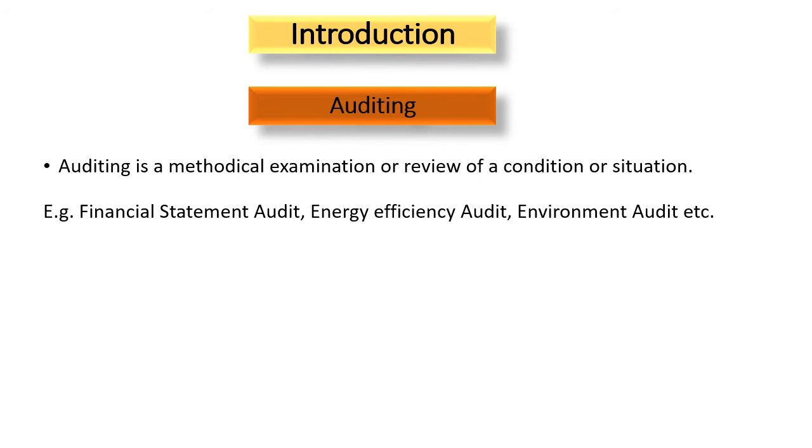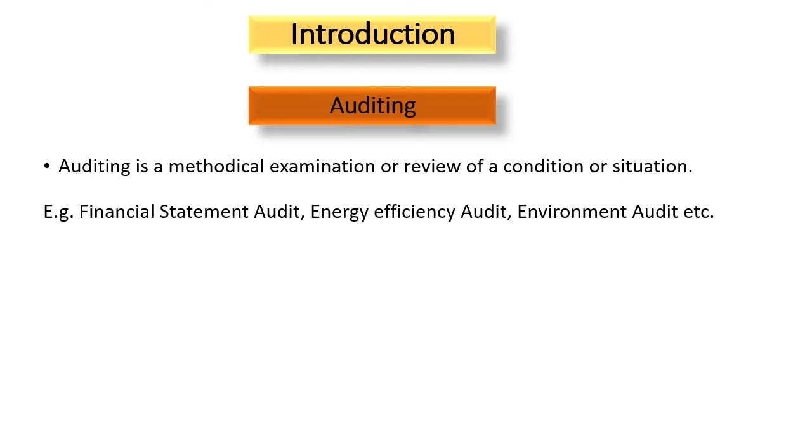Some examples of auditing are financial statement audit, which we probably know. Then there is energy and efficiency audit, as well as environmental audit and many more. In this way, we can conduct the audit of a situation or a condition like environment, energy efficiency, or financial statements.